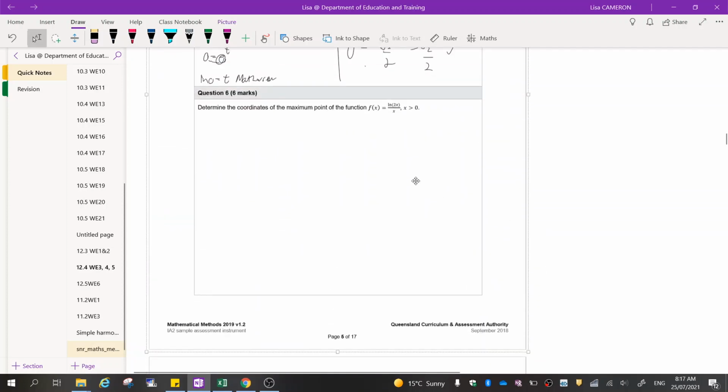Okay, so determine the coordinates of the maximum point of this function. f(x) equals ln 2x divided by x, and x has to be greater than 0. So if I'm determining the point, the maximum point will occur when dy over dx is equal to 0, or when the gradient is equal to 0. That's, I found, the maximum point.